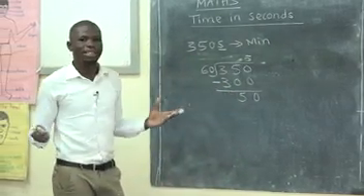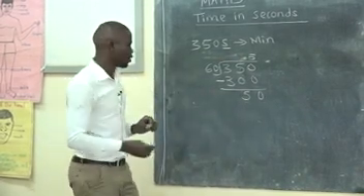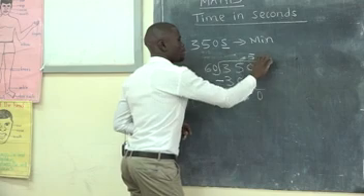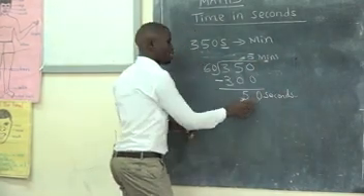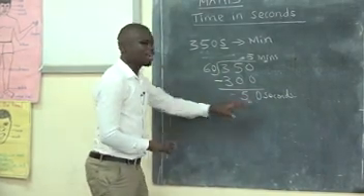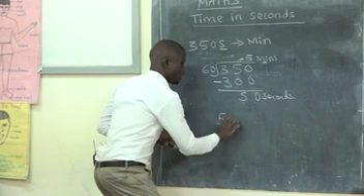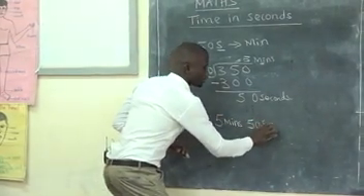So now how do we write this answer? We have 5 and we have 50 as a remainder. This is how we are going to write it. These will be minutes, and the remaining one will be seconds, because we cannot divide 50 by 60. So we will leave that as seconds. So how do we write the answer? The answer will be 5 minutes and 50 seconds.